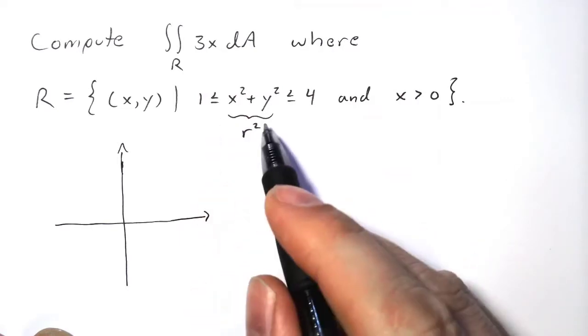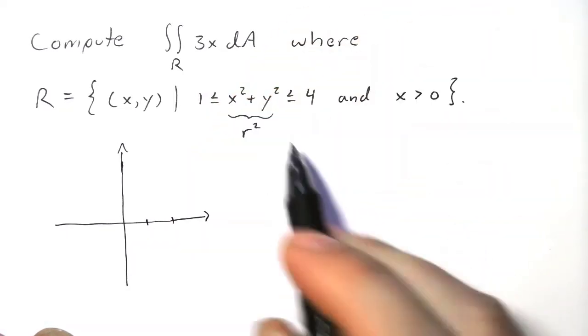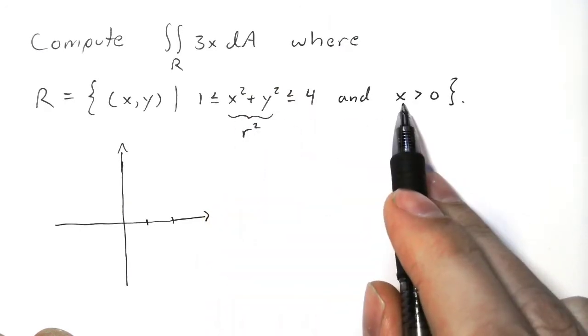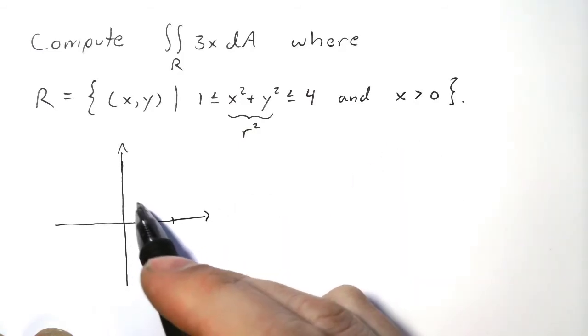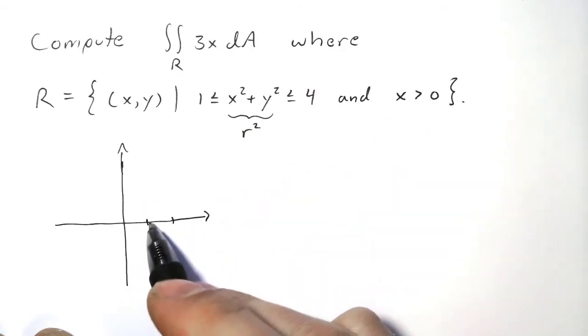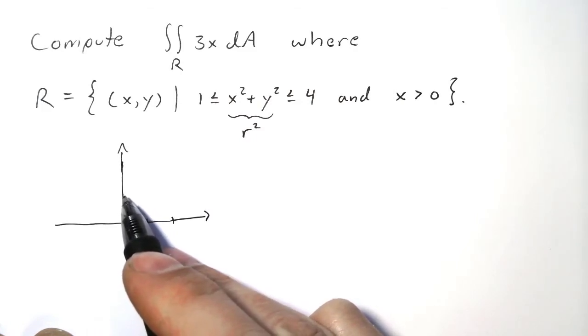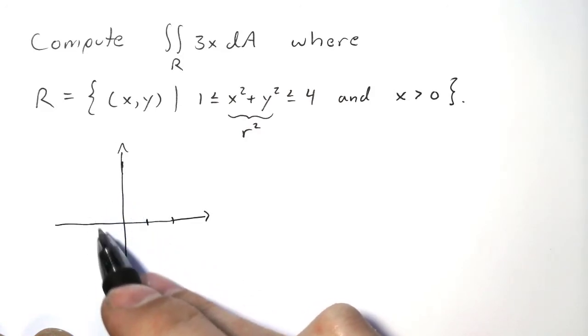Well, r goes from 1 to 2. So 1 to 2. Now we're saying that x is positive. So theta is going to range along all the values that keep x positive. So theta will come down here for minus pi over 2 and go all the way up here to positive pi over 2. But it won't go over into this region because x needs to be positive.